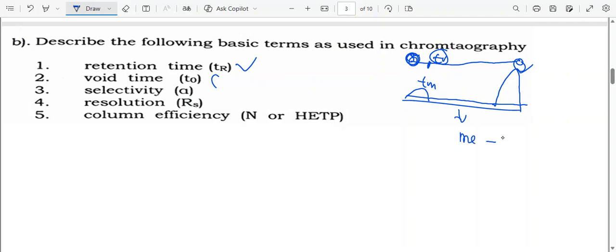Suppose the detection time for methanol to give a peak on the chromatogram is 2 minutes. Then ethanol, let's say, takes 4 minutes. Then propanol, let's say, takes 7 minutes to appear on the chromatogram or give a peak. That's what we call its retention time. So the longer the retention time, the stronger the interaction, because it shows that it spent more time in the chromatograph. So that is it about retention time.